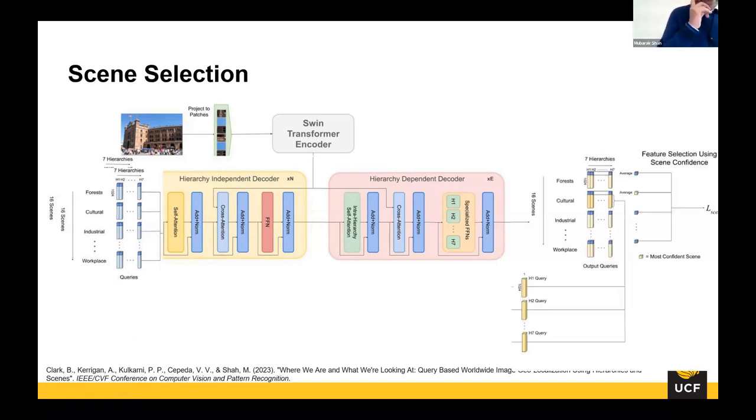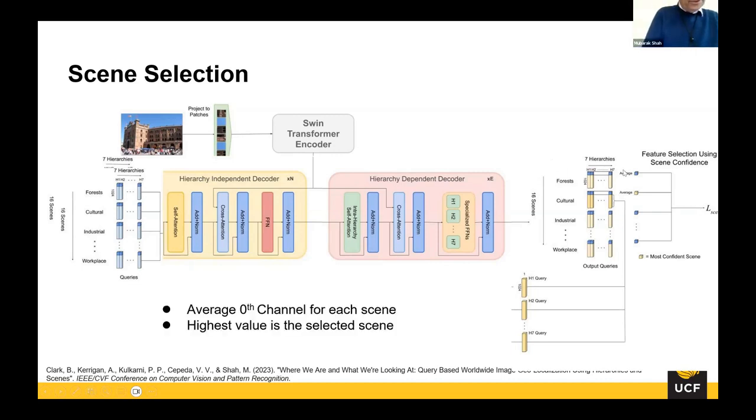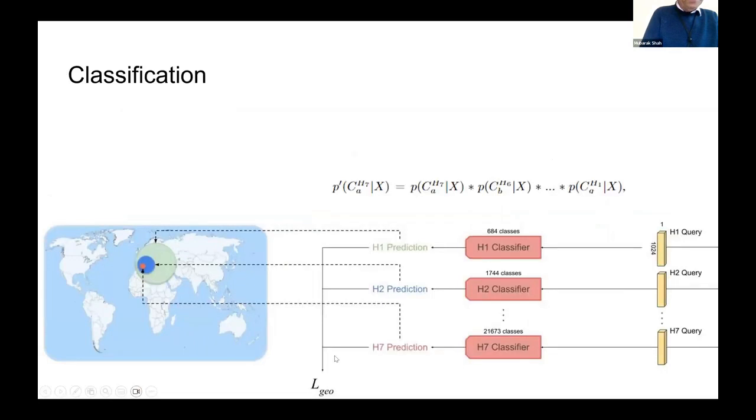After that, we get these output queries, and then we select the queries which have the highest value, and that goes to the classifier. The way it's trained is that the 0th channel is the actual scene label. So we take the average of the 0th channel for each scene, and the scene with the highest value is selected.